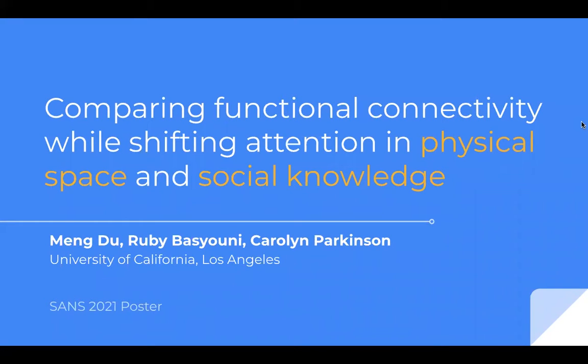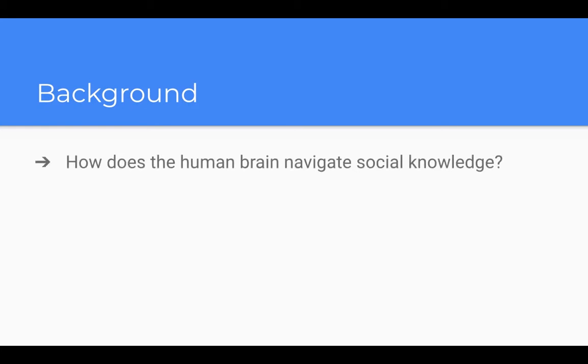Hi everyone, my name is Meng, and today I'll talk about our study comparing functional connectivity while shifting attention in physical space and social knowledge. In everyday life, we have to mentally represent and reason about lots of different social relationships between other people, like who is friend with whom or who is higher status than whom. But we know very little about how the brain supports this ability.